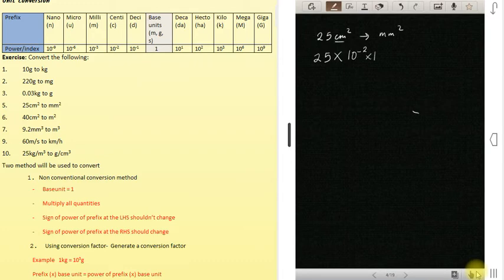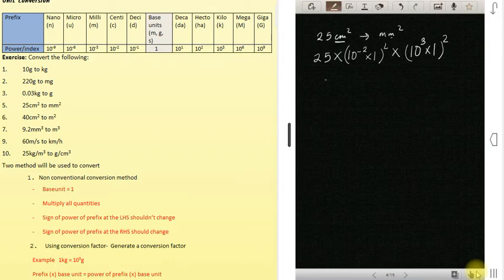But since I'm squaring this, I have to square everything here. Okay, times milli, which is a prefix, which is 10 to the power of minus 3, but since it's on the right hand side of the conversion, I will leave it as 10 to the power of positive 3, times the base, which is 1. Okay, this is the base. So I'm squaring the whole unit there, so I have to square this too.